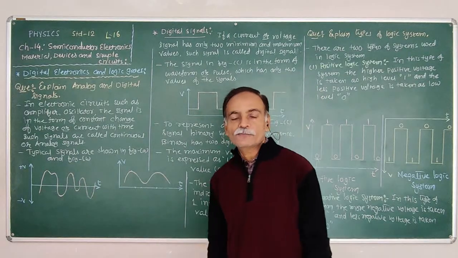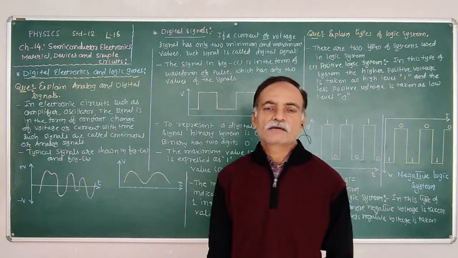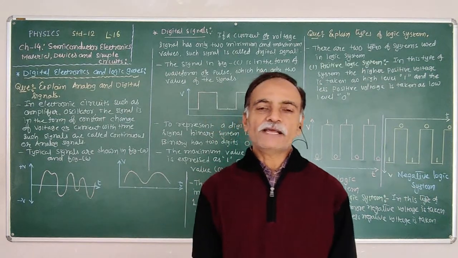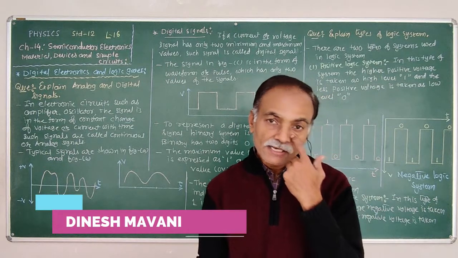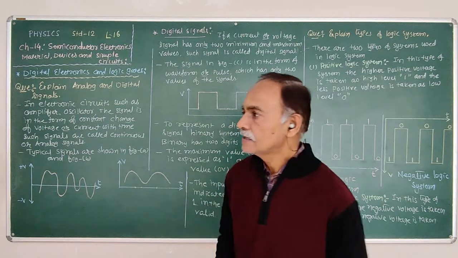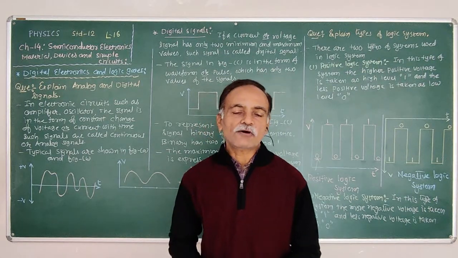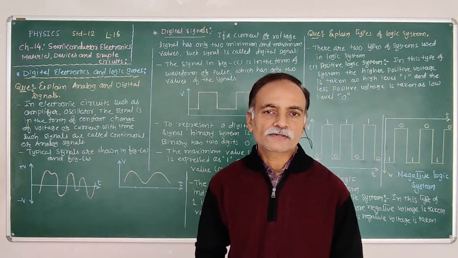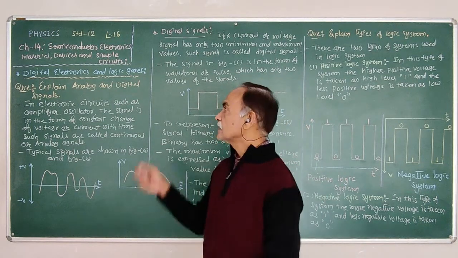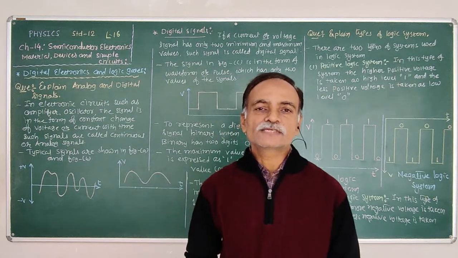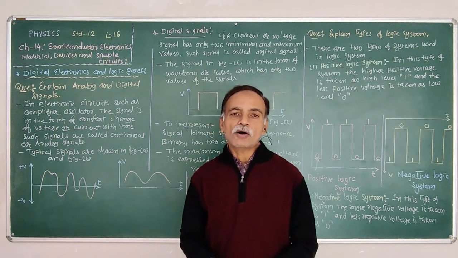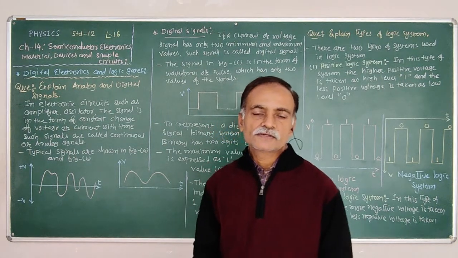Good morning friends. In chapter 14, semiconductor electronics, we discussed the PN junction diode and its applications as a photodiode, light emitting diode and solar cell. Now, after discussing the applications of the PN junction diode, the last topic of this chapter is digital electronics and logic gates. Right? That is also another application of the PN junction diode.